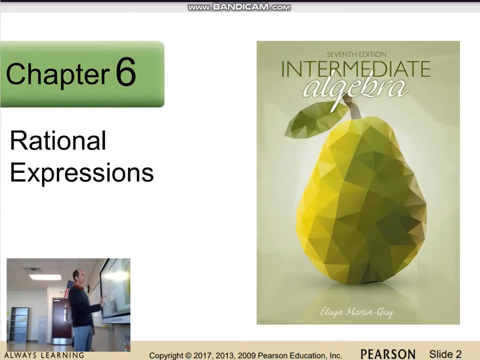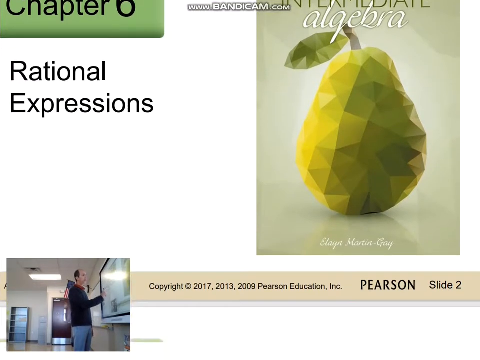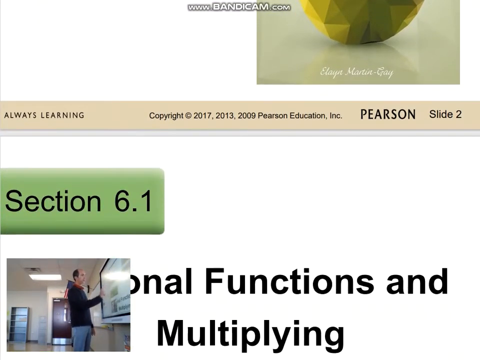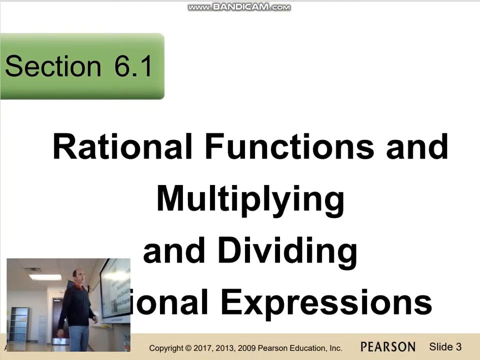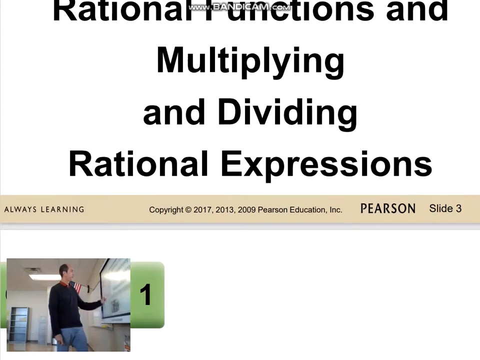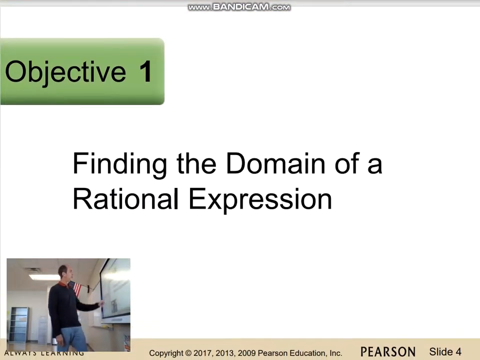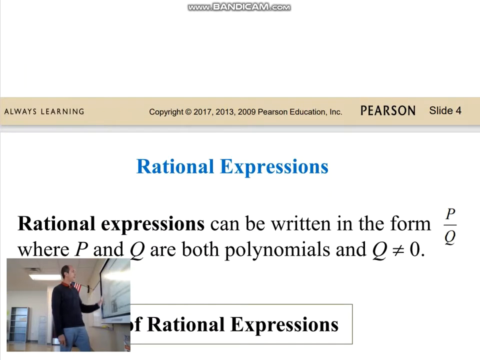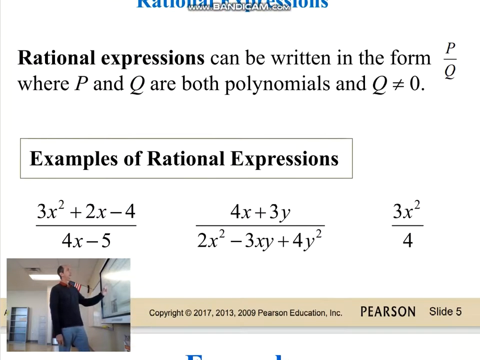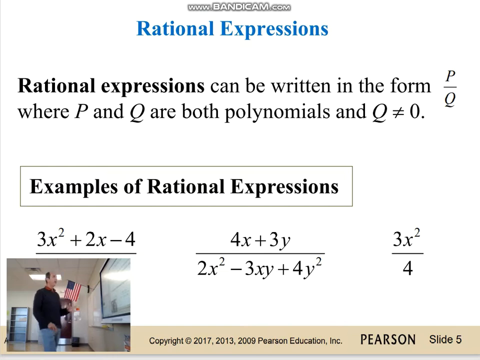Today we are working on chapter 6, rational expressions, section 6.1, rational functions and dividing rational expressions. The first objective is to find the domain of a rational expression. A rational expression can be written in the form P over Q, where P and Q are both polynomials and Q is different from 0.